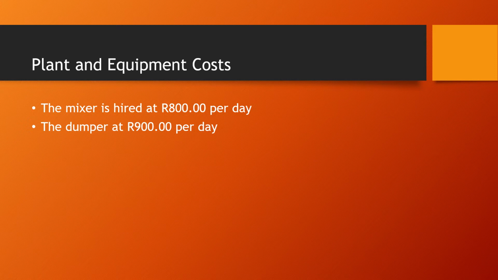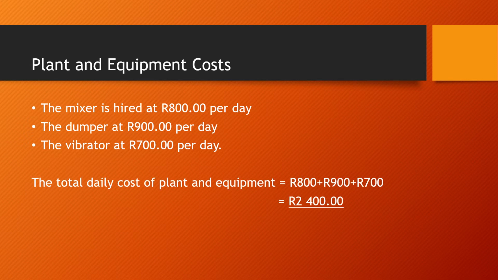So if you assume that your dumper is 900 rand a day, and then your poker vibrator is 700 rand a day, that gives you a total cost of the plant and equipment: 800 plus 900 plus 700, that is now 2,400.